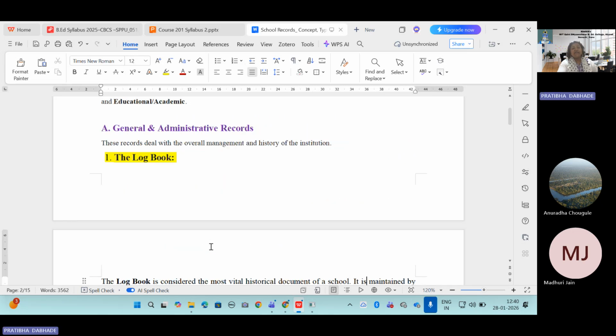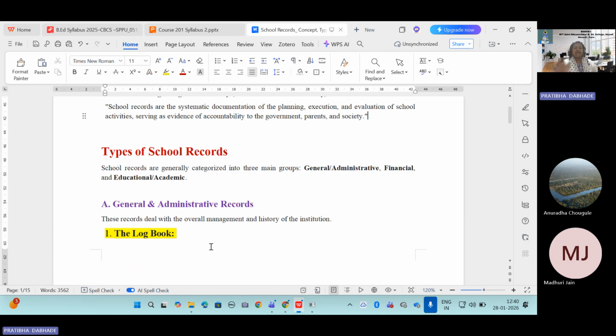The next point is the types of school records. Generally, we can categorize school records into general or administrative, financial, and educational or academic. The administrative record is also called a general record. Second is the financial, and third is the educational or academic record. Here we'll see them one by one. First is the general and administrative record.